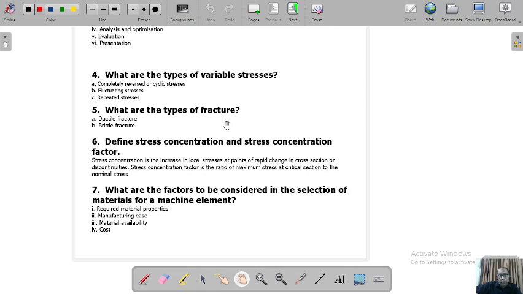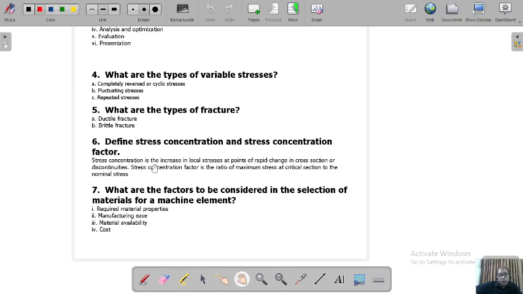What are the types of fractures? You can have a ductile fracture if your material is ductile, like mild steel or aluminium. And if a material is brittle, for example, cast iron is brittle in nature. So these are the types of fracture: ductile or brittle fracture.